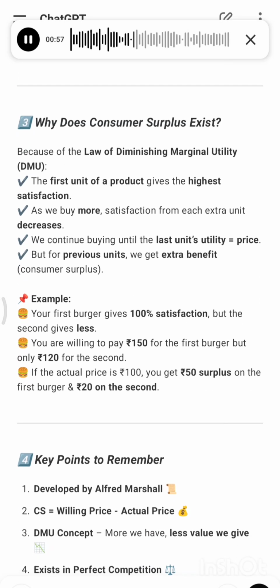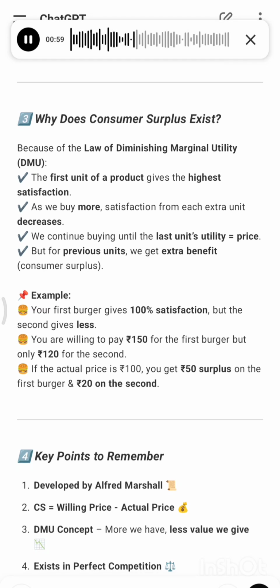Why does consumer surplus exist? Because of the law of diminishing marginal utility, DMU. The first unit of a product gives the highest satisfaction. As we buy more, satisfaction from each extra unit decreases. We continue buying until the last unit's utility equals price. But for previous units, we get extra benefit, consumer surplus.